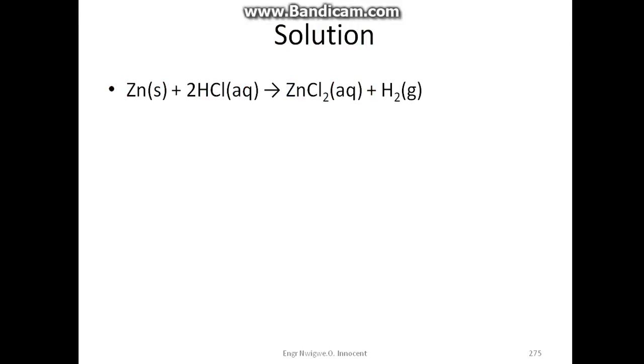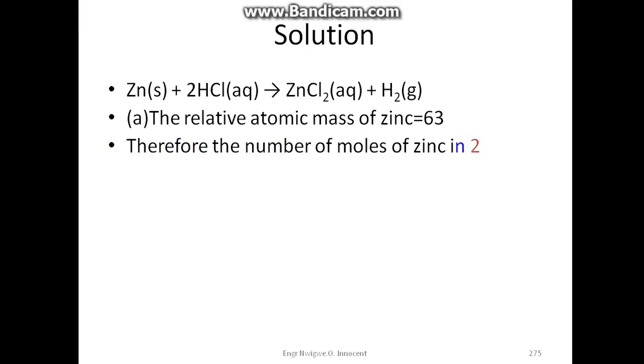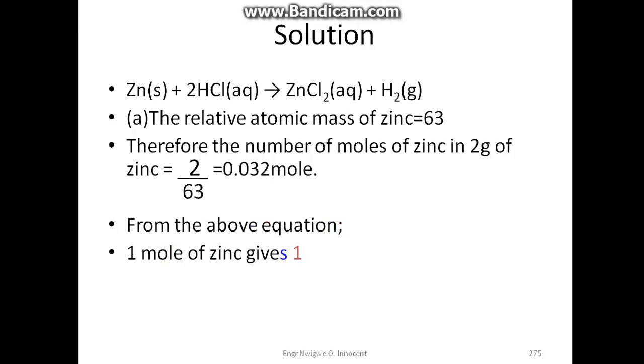Solution. The reaction is like this: 1 mole of zinc solid reacts with 2 moles of aqueous hydrochloric acid to give aqueous zinc chloride plus liberation of 1 mole of hydrogen gas. For question A, the relative atomic mass of zinc is 63. Therefore, the number of moles of zinc in 2 grams of zinc is 2 over 63, which gives us 0.032 moles. From the above equation, 1 mole of zinc gives 1 mole of hydrogen.